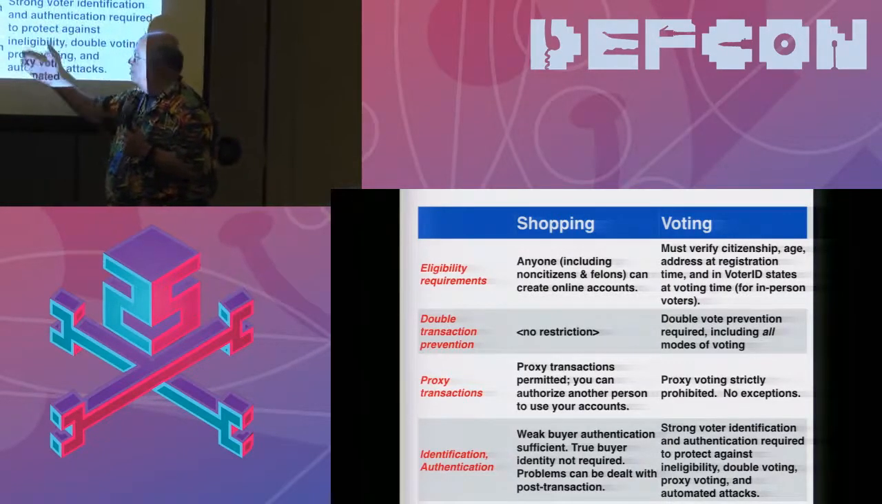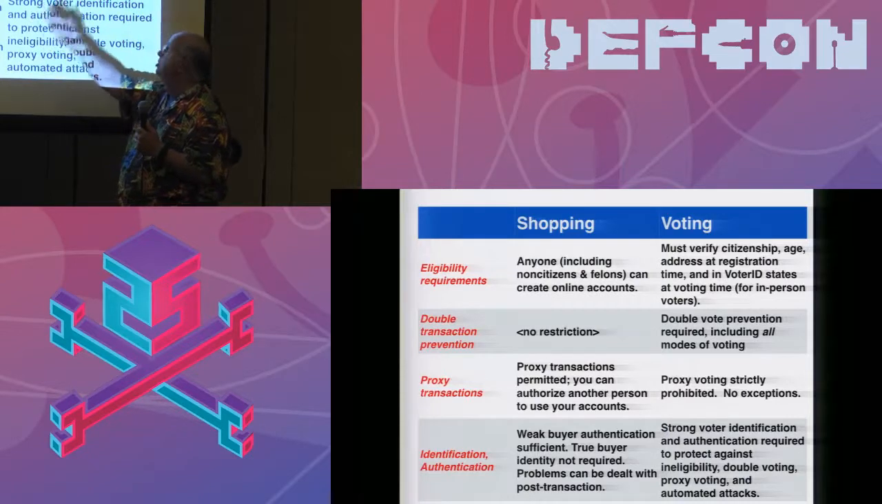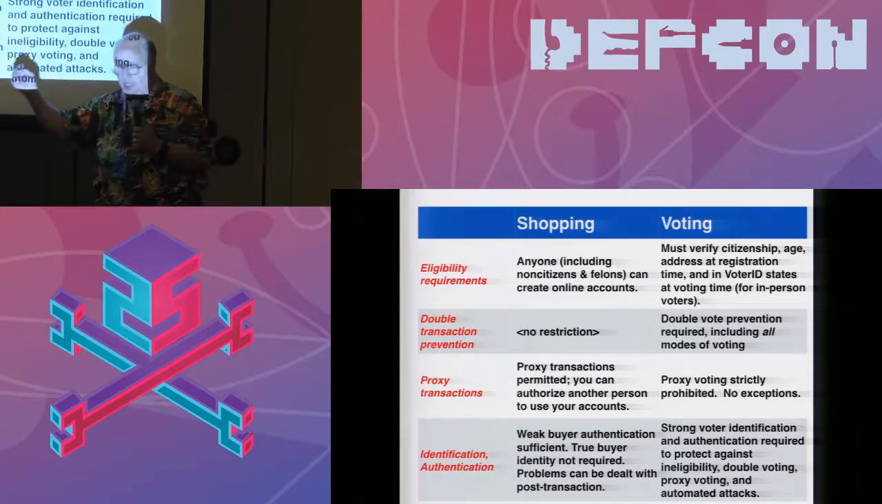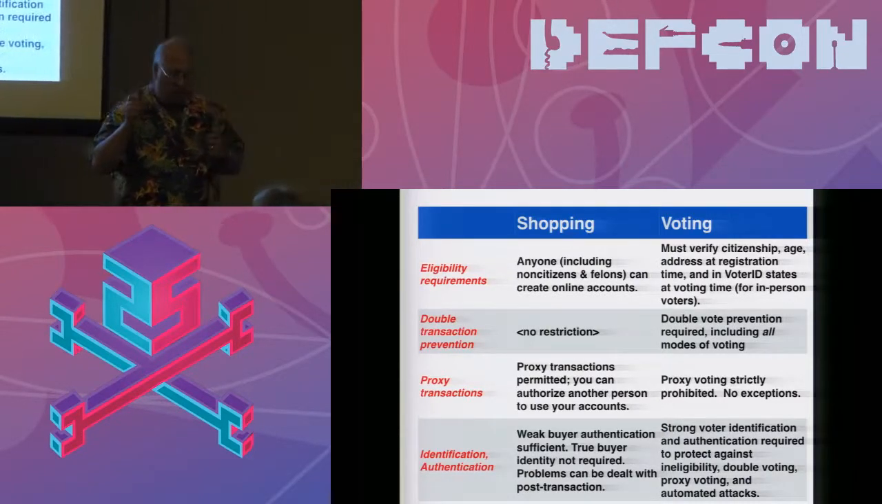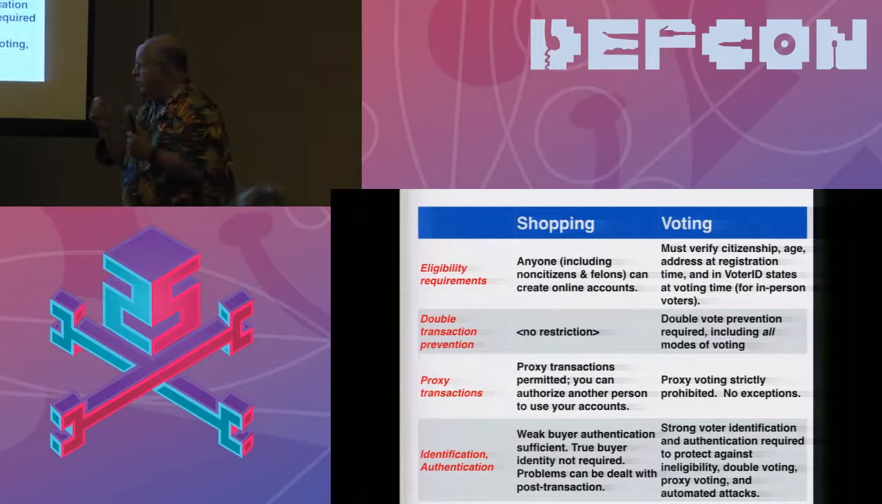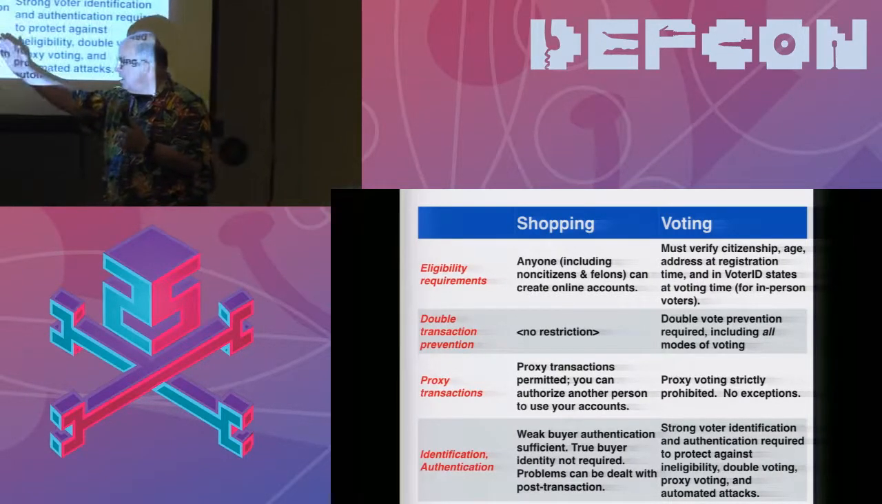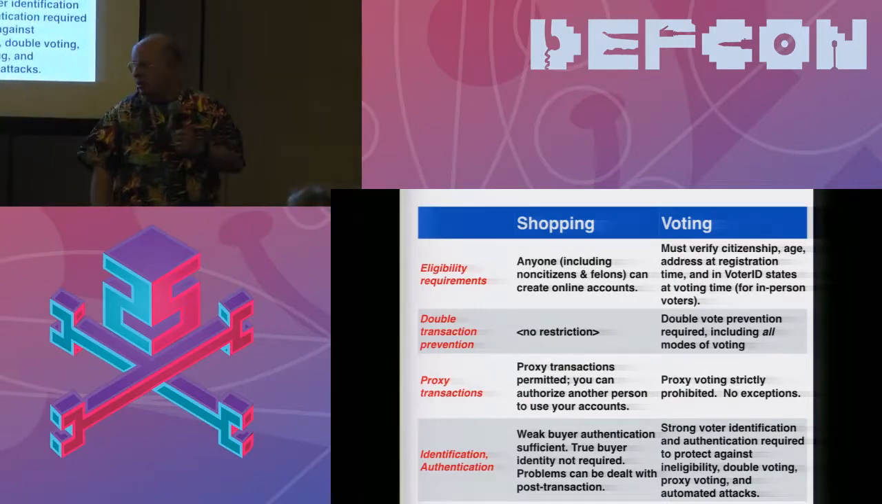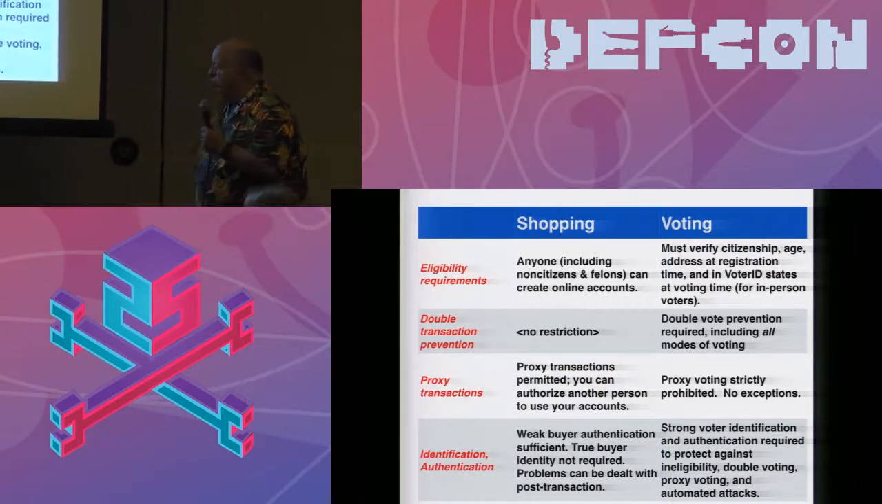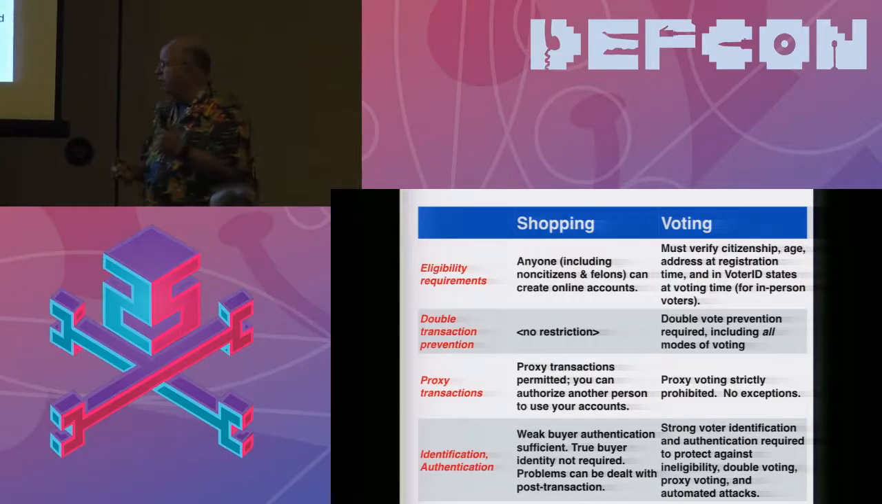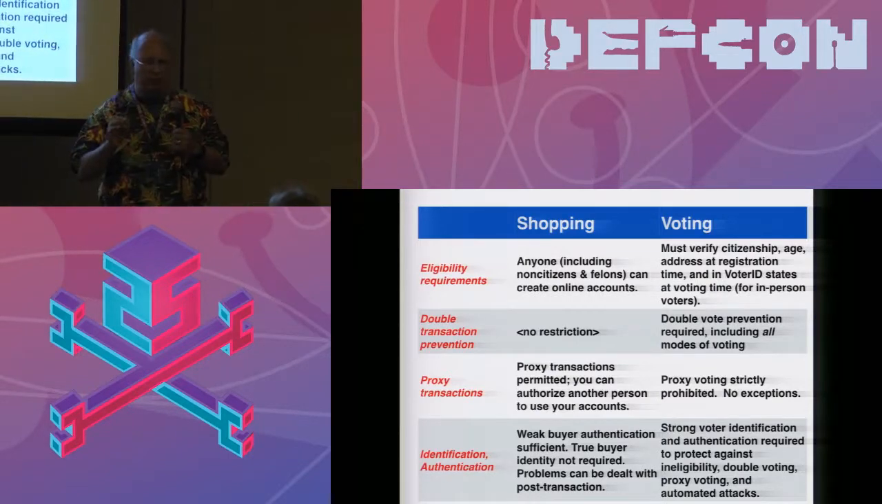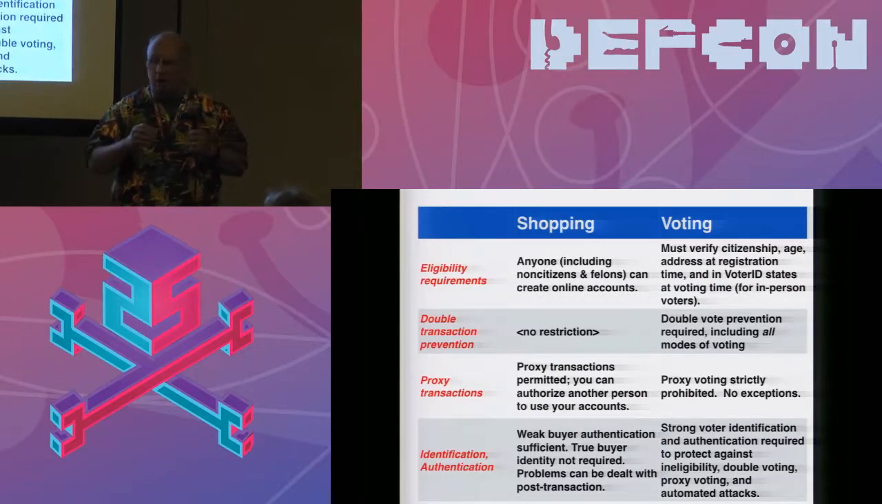So the consequence of those first three differences between shopping and voting appears in the issue of voter identification and authentication. In the case of Amazon and e-commerce, they are satisfied with weak authentication of who the buyer is. The true identity of the buyer is not really required. When you sign up for an Amazon account, they don't ask for your driver's license number. They don't ask for your passport. They don't ask for your picture. They don't really care who you are.